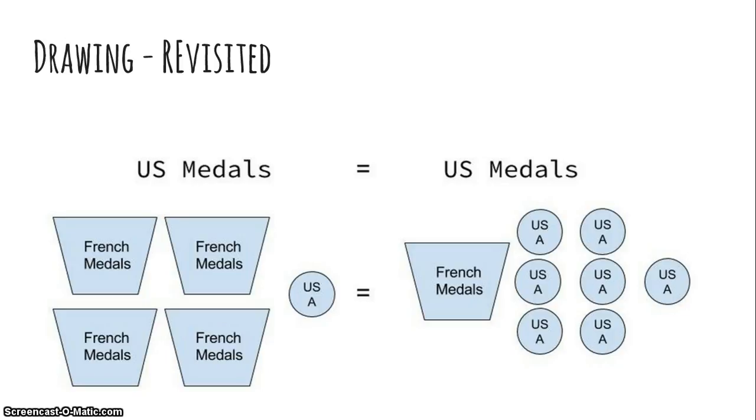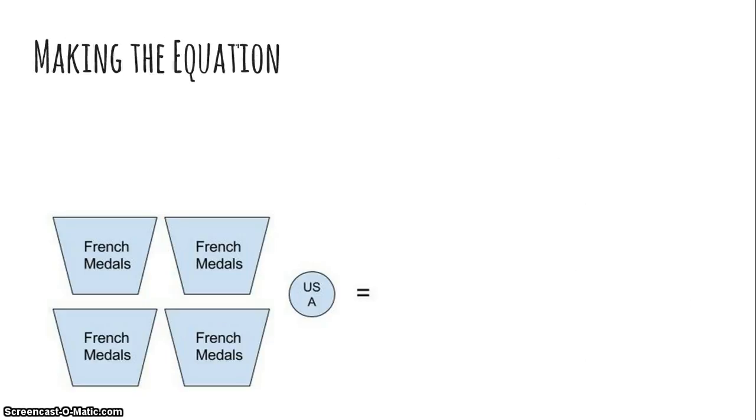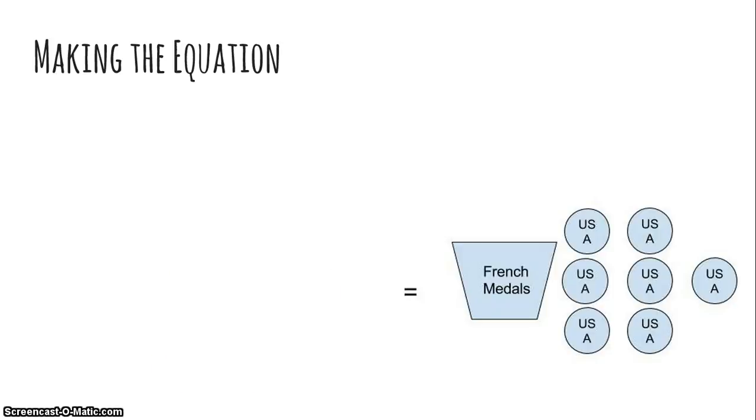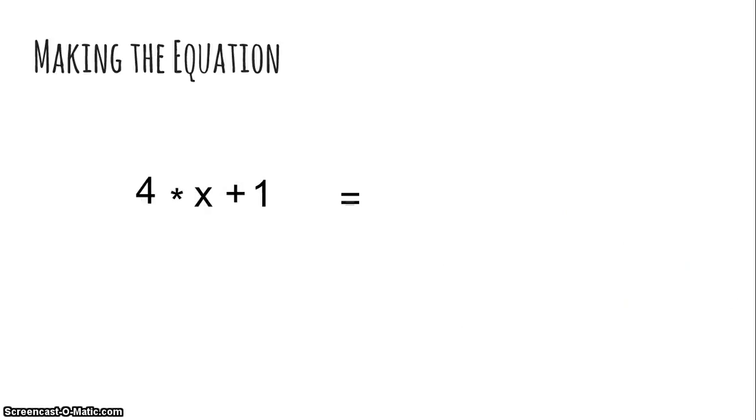And then, since we can see how many US medals there are, we can add those up just like they're constants. So, the left side becomes 4 times x plus 1. And the right side becomes x plus 7. Now, we put those together, and we get 4 times x plus 1 equals x plus 7.